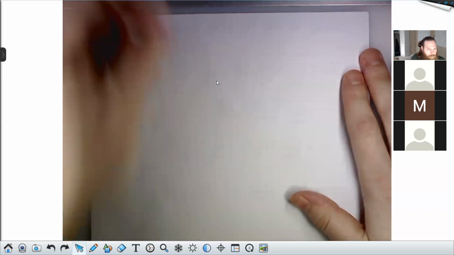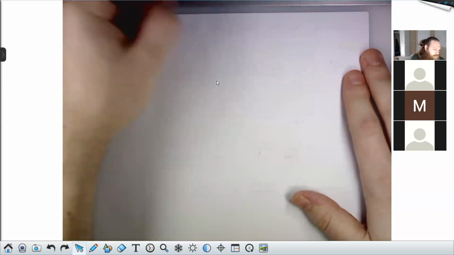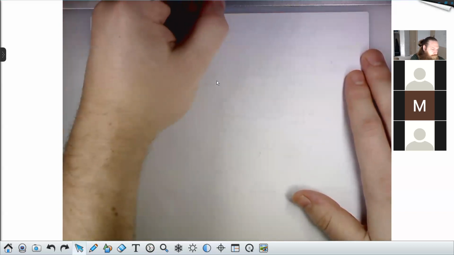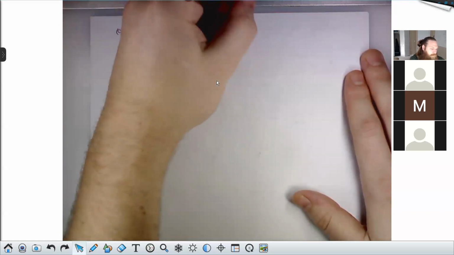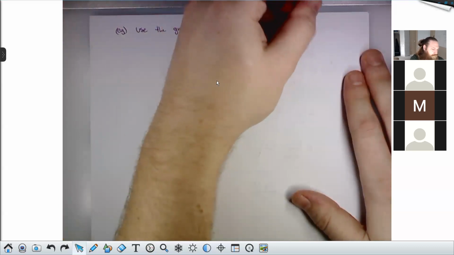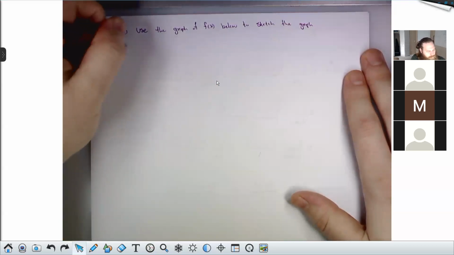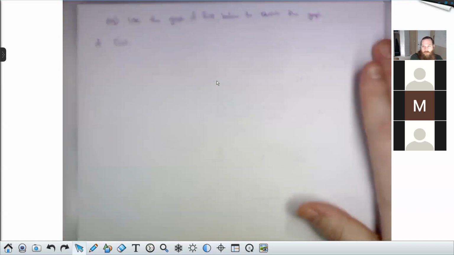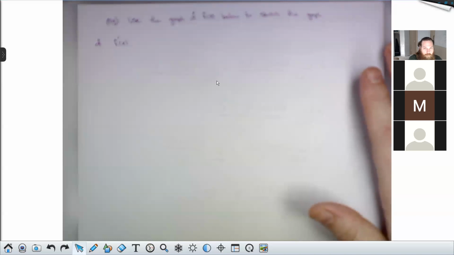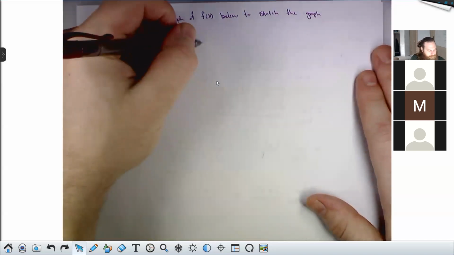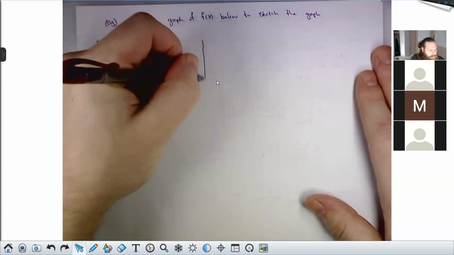So we're going to say, and you'll have homework questions titled just like this, use the graph of f of x below to sketch the graph of f prime of x. And then we're going to do the same thing where we try to figure out what that derivative is, and then do the actual calculation. But this one's going to be more complicated. And it's going to be more complicated in some ways and simpler in other ways, I guess. I'll just show you.